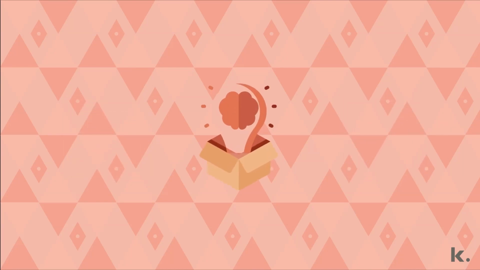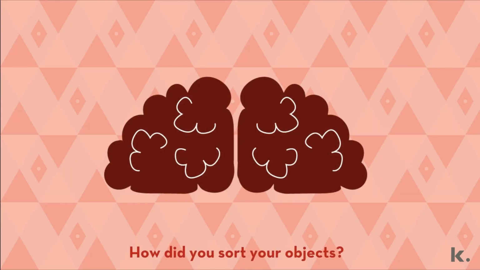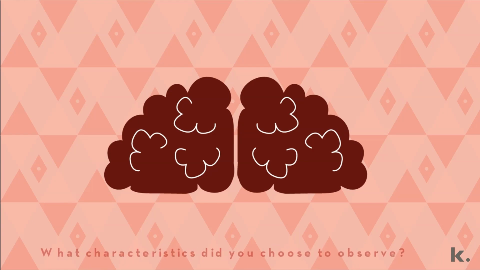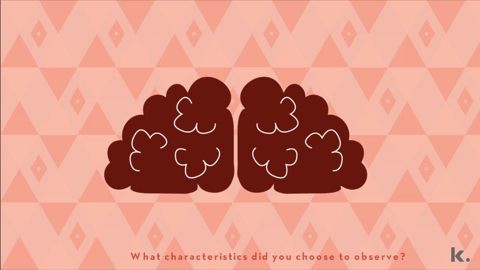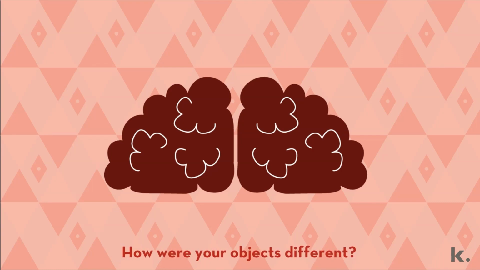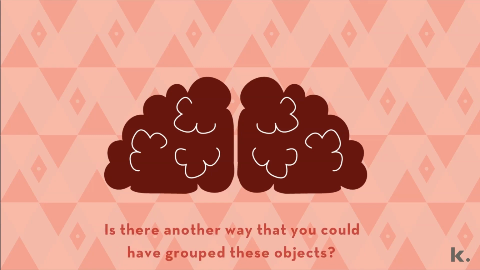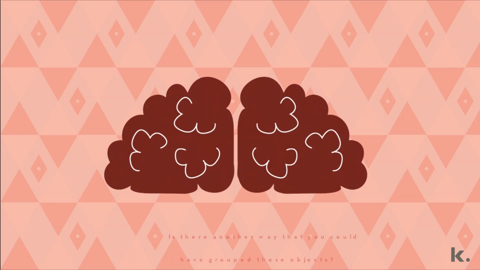While the children are working, ask them the following questions and document their responses. How did you sort your objects? What was your thinking? How did you group the objects? What characteristics did you choose to observe? How were your objects similar? How were your objects different? Which group had the most objects? How many objects were in this group? Is there another way that you could have grouped these objects?